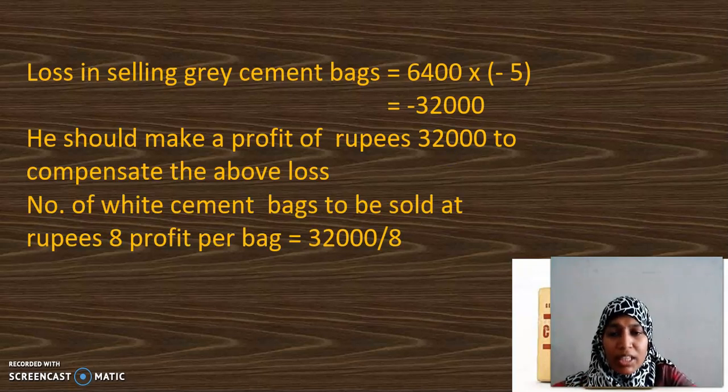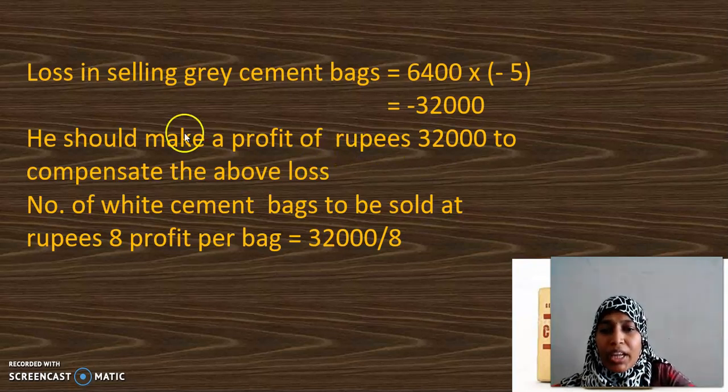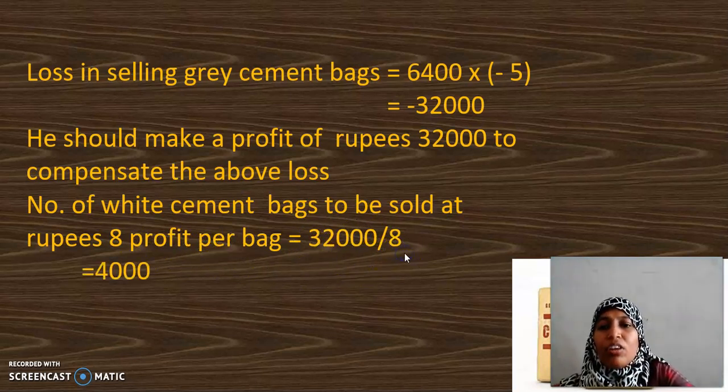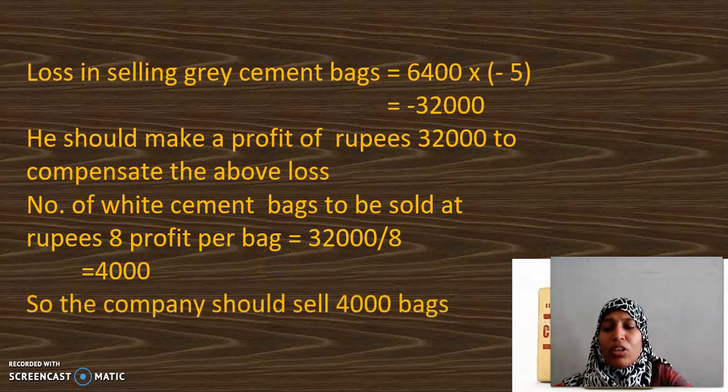So, how many bags does he have to sell now? 32,000 divided by 8. Why do I divide by 8? Because profit per bag is 8. This 32,000 when divided by 8, I get 4,000. 4 8s are 32. So, 4,000 bags of white cement he should sell. Only then will he get neither profit nor loss. So, the company should sell 4,000 bags. Am I clear to you, my dear children?